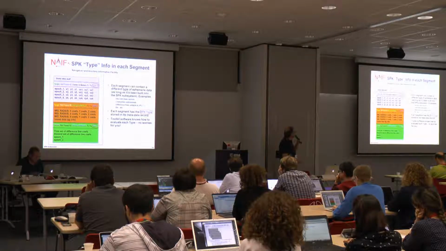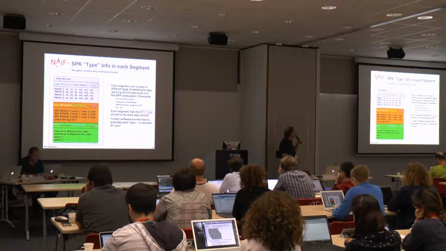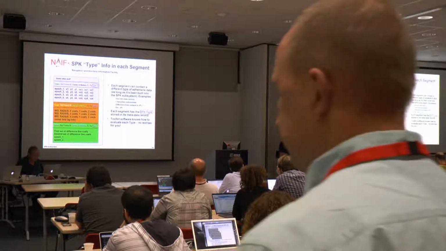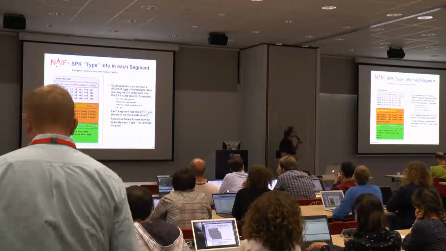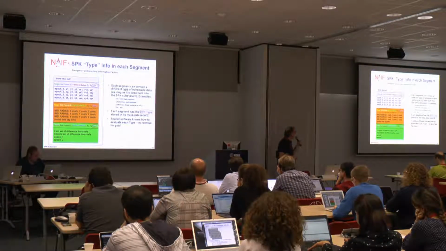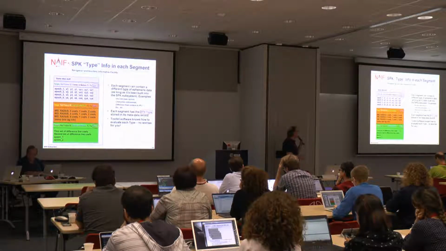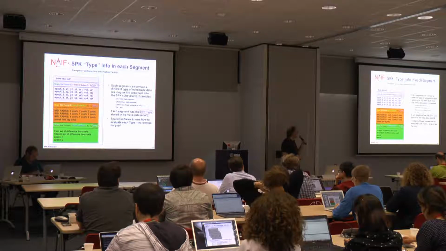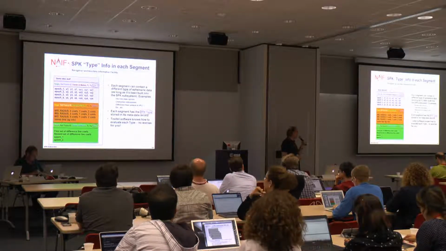Now the toolkit software knows how to evaluate each type. You don't have to do anything different in your program to tell SPICE what kind of data types are being used. You just load an SPK file, and the file is self-descriptive because it has this information in the segment metadata. And the SPK software will figure out how to evaluate the data that you've loaded.